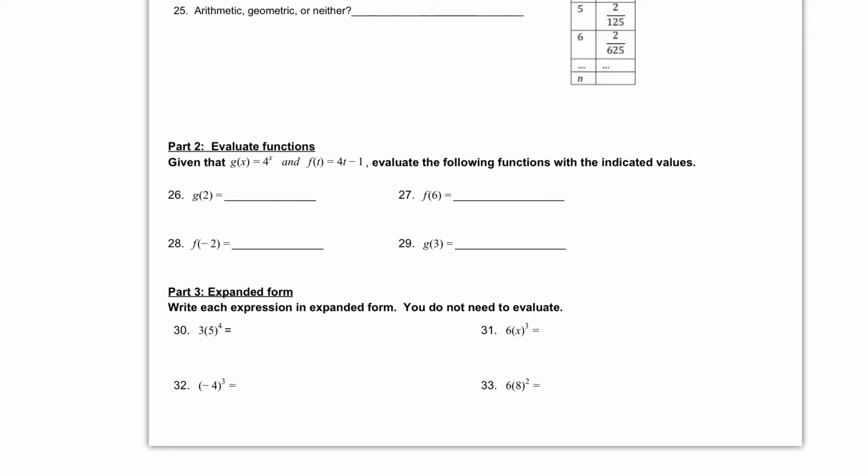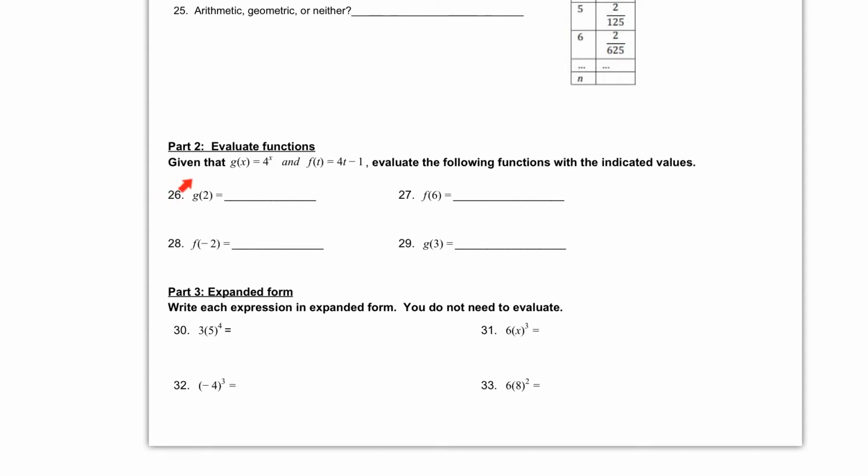In part 2, we want to learn how to evaluate functions. So given that g of x is equal to 4 raised to the x, and f of t is equal to 4 times t minus 1, we want to evaluate the following functions with the indicated values.